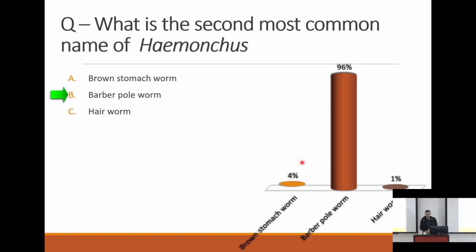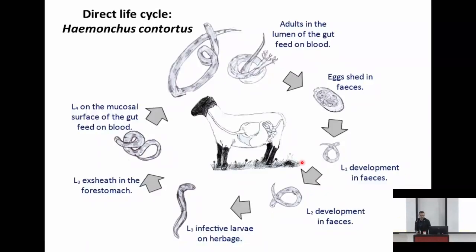Okay, barber pole worm. Okay, so the life cycle of Haemonchus. My question is, is the life cycle of Haemonchus different from the life cycle we talked about in the Trichostrongyle nematodes? How many of you say yes? Is it similar or is it different?